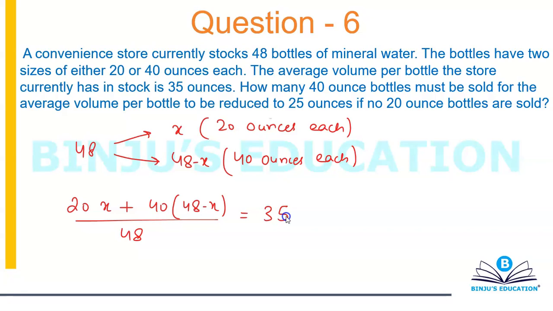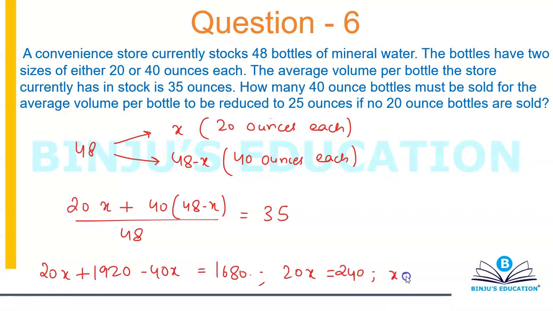So you can do this. This will become 20x plus 40 into 48, that is 1920, minus 40x, and that will be equal to 35 into 48, which comes out to be 1680. So this will give you that 20x is equal to 1920 minus 1680, so that is 240. So x will be equal to 12.